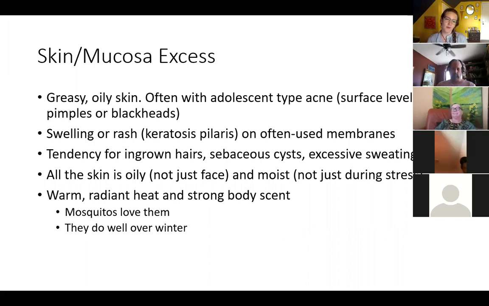These people have a warm, radiant heat and strong body scent. I think of kaphas, going back to doshas, the kapha energy. Mosquitoes love them and they do well over winter. I'm like, yep, that's me. I have a lot of kapha energy and mosquitoes do love me. I do have a radiant heat that seems to do well over winter, but I don't know, it changes. Like I was saying, these things can come and go and it's not like I'm just one thing.